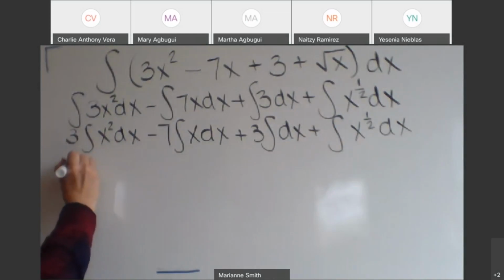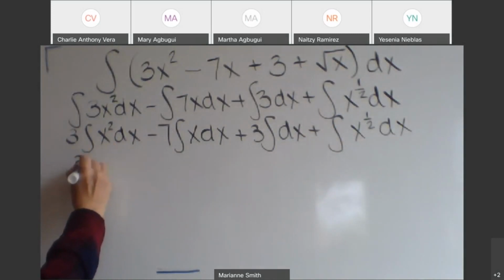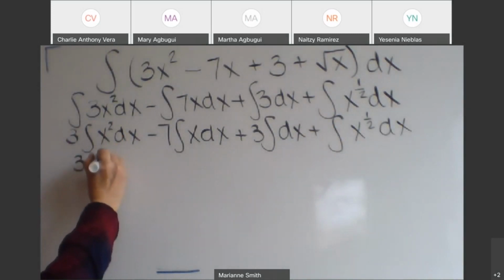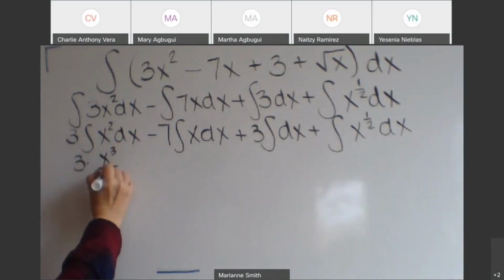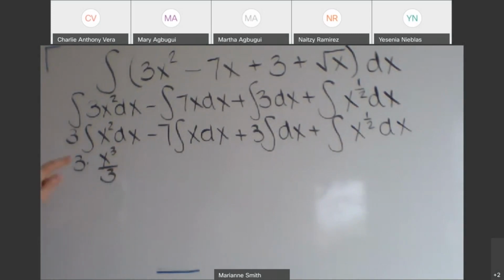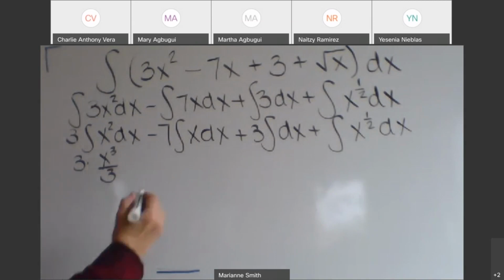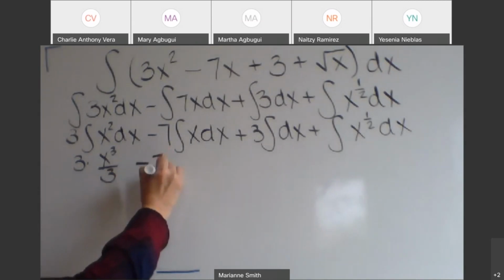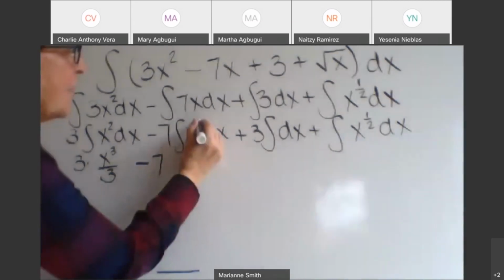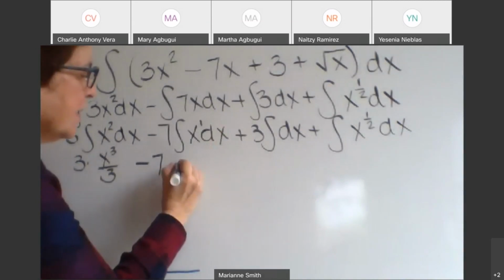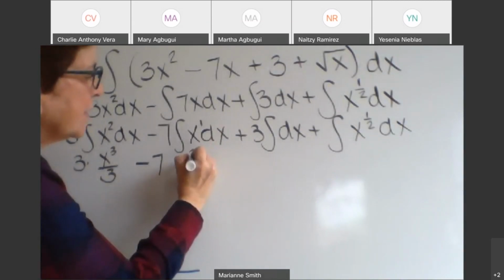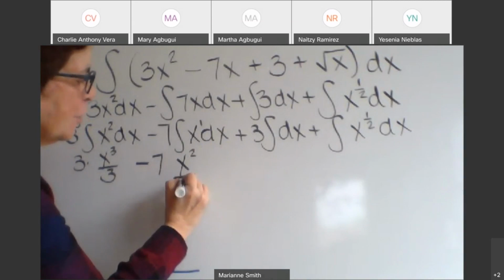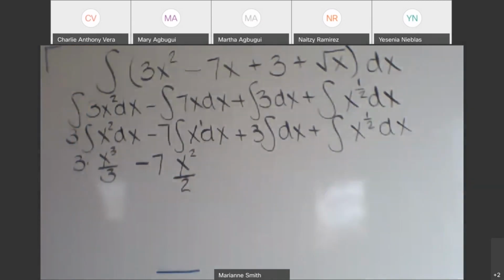Okay, I've got the 3 out here. I'm going to add 1 to the exponent. Makes it a 3. And I'm going to put it over the new exponent. So this becomes x cubed over 3. Okay, over here, pull through the 7. The exponent on my x right now is a 1. So I'm going to add 1 to it. Okay, and write it over the new exponent. So that becomes x squared over 2.